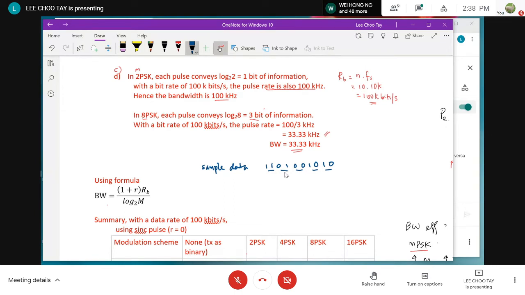To carry this 10 bit data, you can perform BPSK. That means you use 1 pulse to carry a single bit. Your 1 will be carried by, let's say, this one, and your 0 will be carried by the negative, right? This is how you carry your 1 and 0. And if you were to use QPSK, all right, if you were to use BPSK, then how many pulses do you need? You need 10 pulses, right?